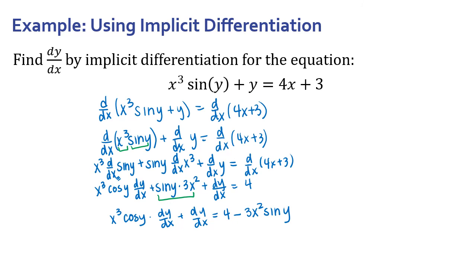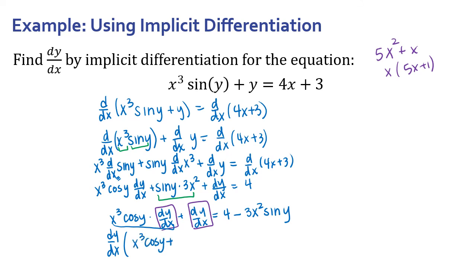So now I have all the dy dx's on one side, which is great because I can factor that out. It's just like if we had an equation with something like 5x squared plus x, we could factor that x out. That's the same idea I'm doing here. I'm treating this like each of these has this term. So I'm going to factor that dy dx out, and when I do, this whole term is left with just x cubed cosine of y, and this is just left with a 1. If I distributed this through, I would get this exact same line. And then that equals 4 minus 3x squared sine of y.